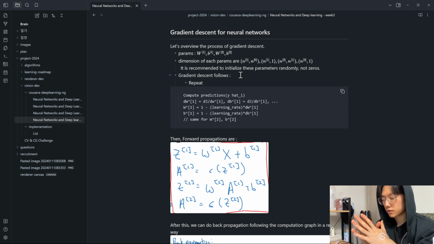So we have these parameters, and the dimension of each parameter is based on the previous layer and next layer. The gradient descent algorithm computes the predictions y hat, we can get each of the derivatives by following these equations, and we can update each of the parameters using gradient descent.